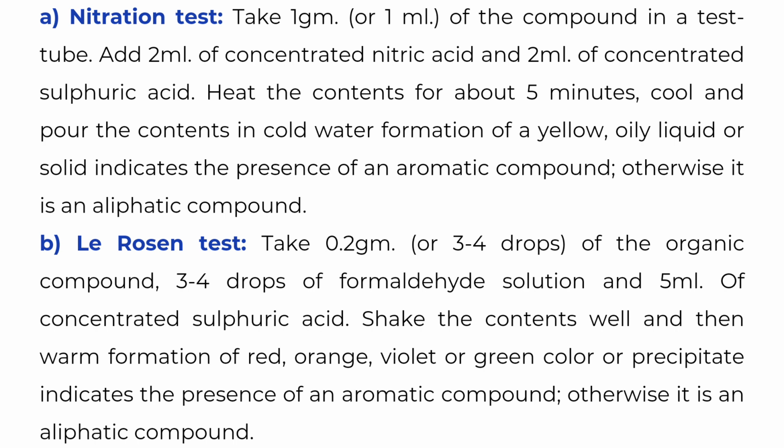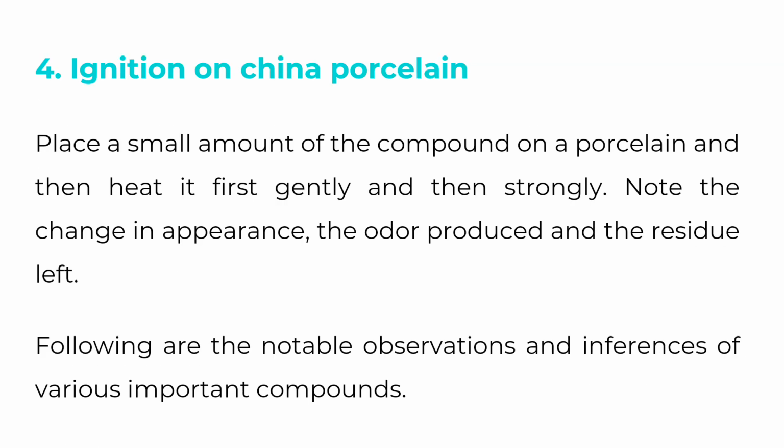Le Rosen test. Take 0.2 gm, or 3 to 4 drops, of the organic compound, 3 to 4 drops of formaldehyde solution and 5 ml of concentrated sulfuric acid. Shake the contents well and then warm. Formation of red, orange, violet or green color or precipitate indicates the presence of an aromatic compound, otherwise it is an aliphatic compound. 4. Ignition on china porcelain.